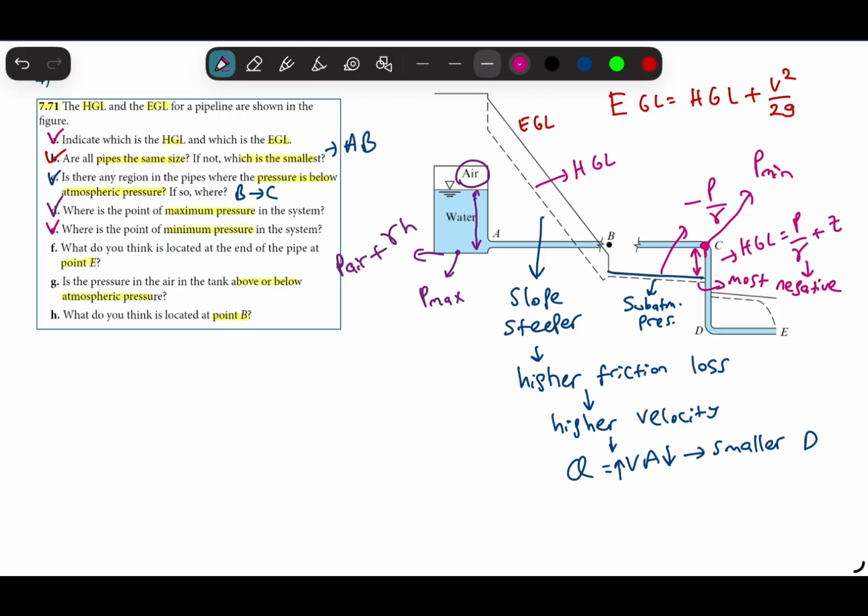As I mentioned, when the hydraulic grade line and the pipe center line are at the same level, this means we will have zero pressure. So the question says: what is the location at the end of pipe at point E?